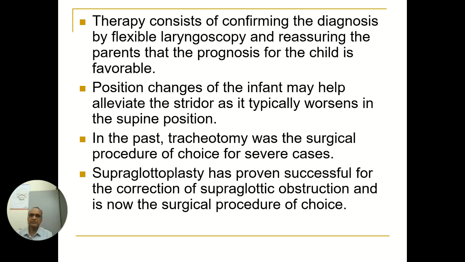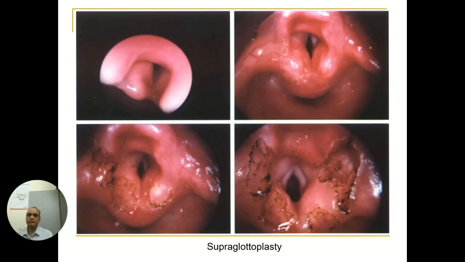In the past, tracheostomy was the surgical procedure of choice. Many cases used to undergo this. Now we are not taking it as a first line of treatment. We have a surgical technique called supraglottoplasty, which has proven to be successful for the correction of supraglottic obstruction, and it is now the surgical procedure of choice. See the clinical pictures showing a patient who has undergone supraepiglottoplasty. We use laser, whereby the shortened aryepiglottic folds are vaporized, thereby scarring takes place.